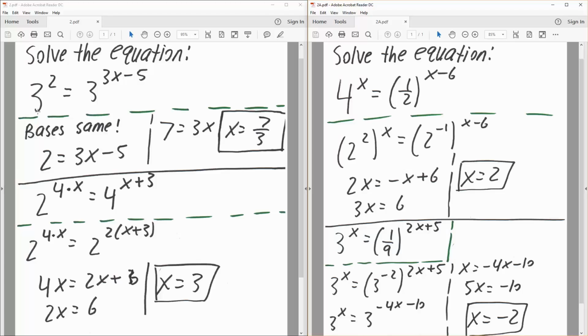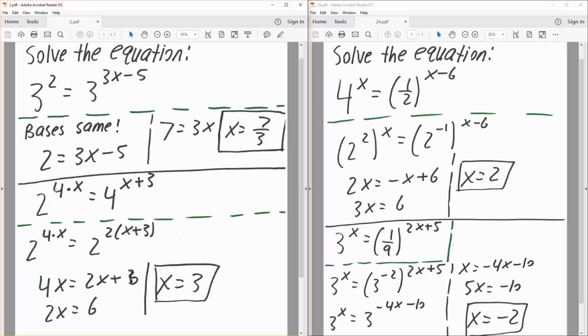So for the first one, 3 squared is equal to 3 raised to 3x minus 5. They have the same bases. And so we could say that 2 is equal to 3x minus 5, since the bases are the same. So 2 is equal to 3x minus 5. We could add 5 here, add 5 here. So 7 is equal to 3x. Therefore, x is equal to 7 over 3. And so this right here would be the final answer.